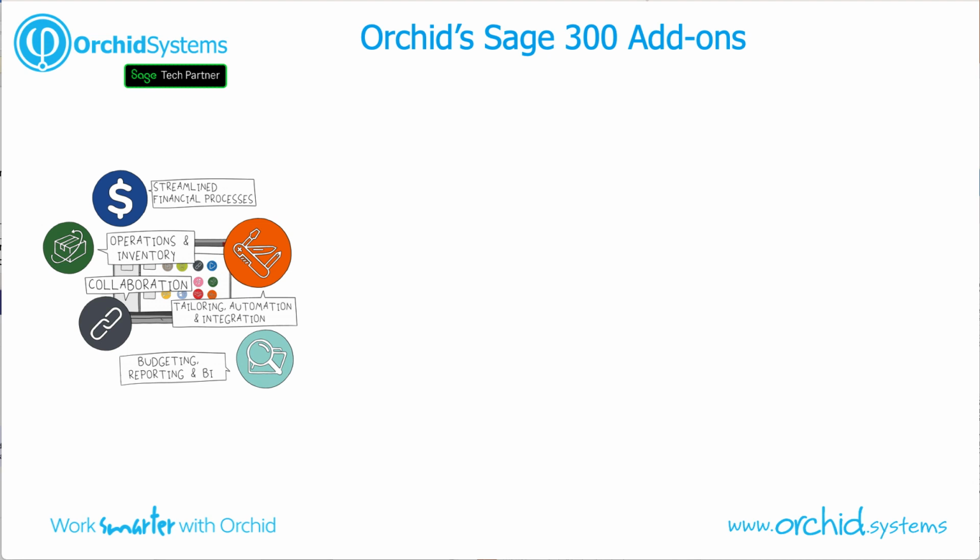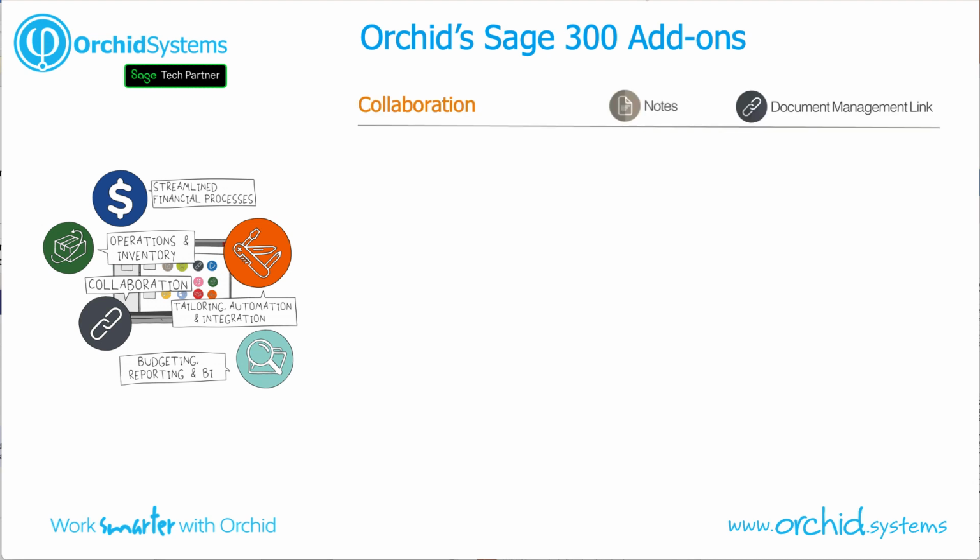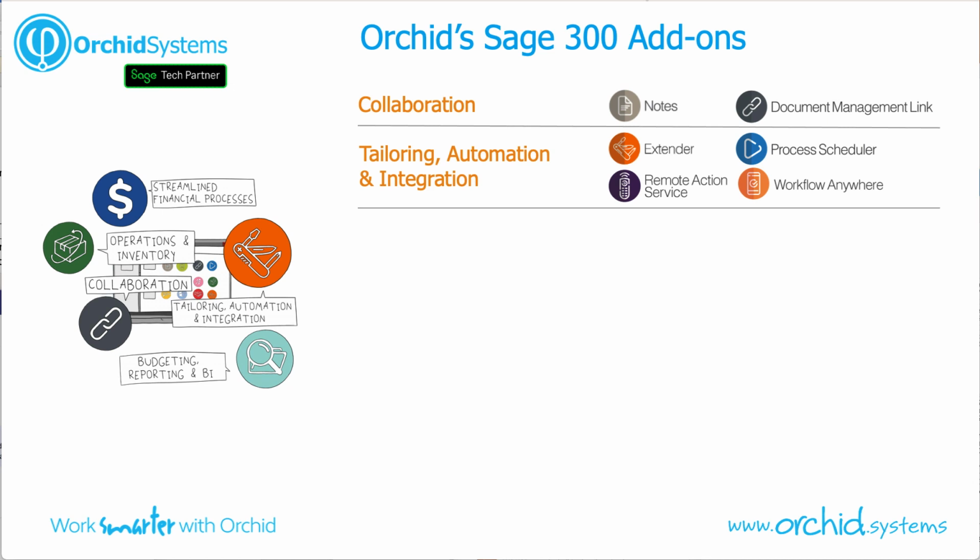Now, Orchid's modules fall into 5 different categories. The first category is collaboration, and this includes notes and document management link, and we'll be going through both of those today. Tailoring, automation and integration includes Extender, Process Scheduler, Remote Action Service, and Workflow Anywhere, and we'll be going through elements of Extender and Process Scheduler.